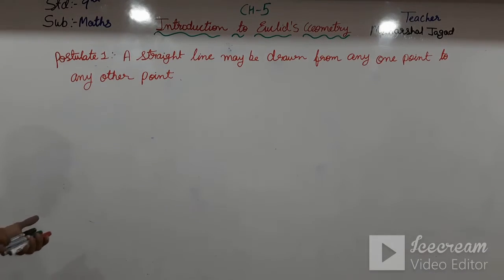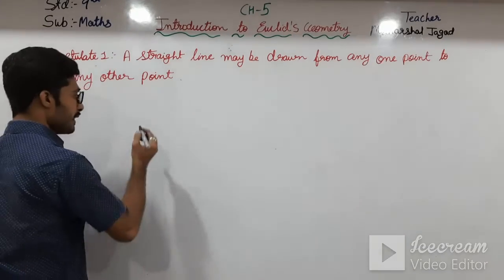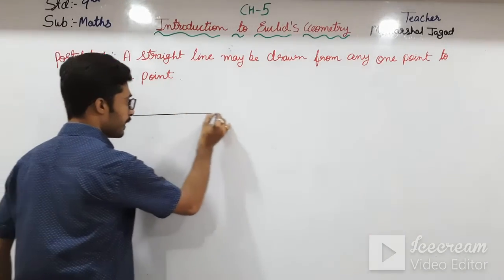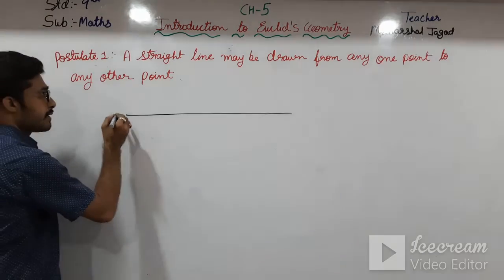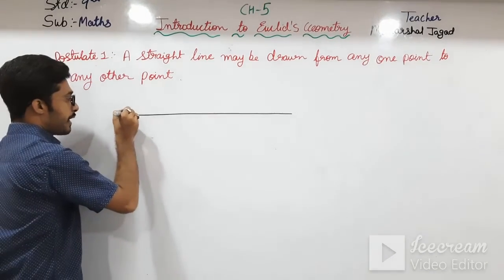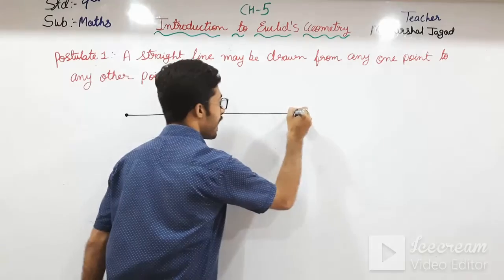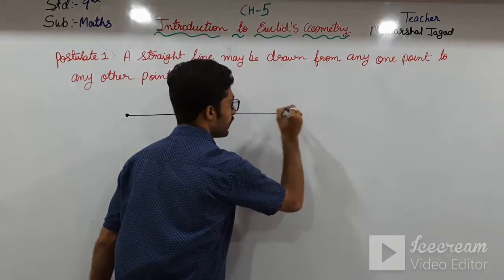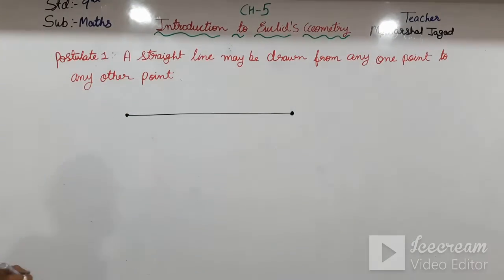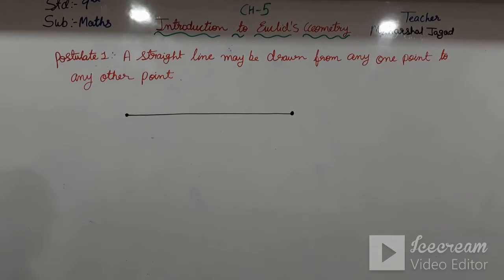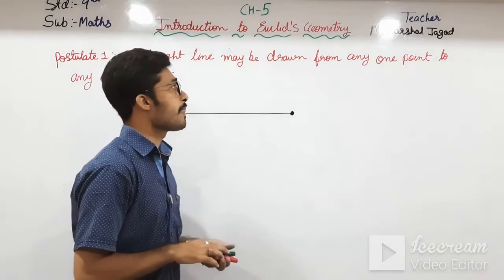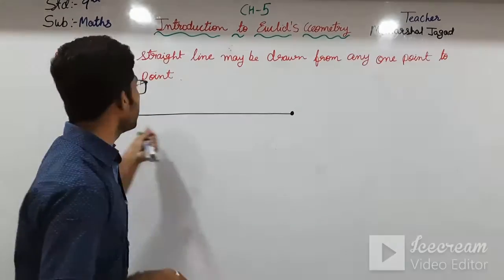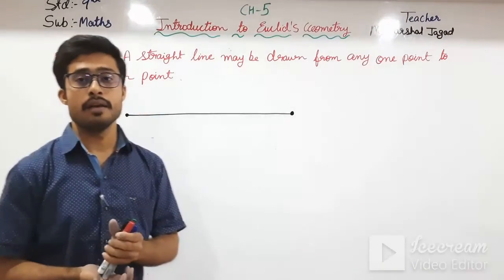So if you want to draw a line, if I have to draw a line over here, I have drawn that. So what happened? It just started from this point and ended at this point. Okay students, so in postulate 1 it is said that a straight line may be drawn from any point to any other point.